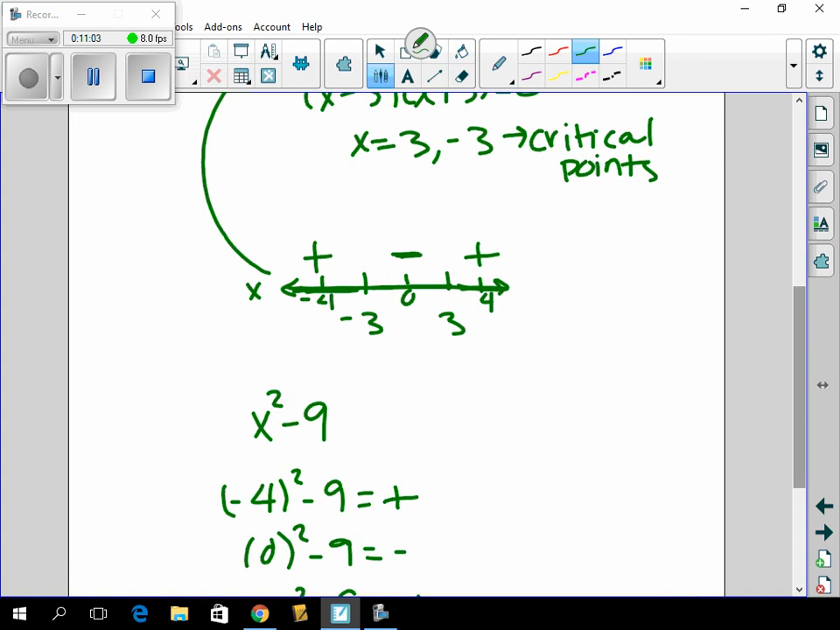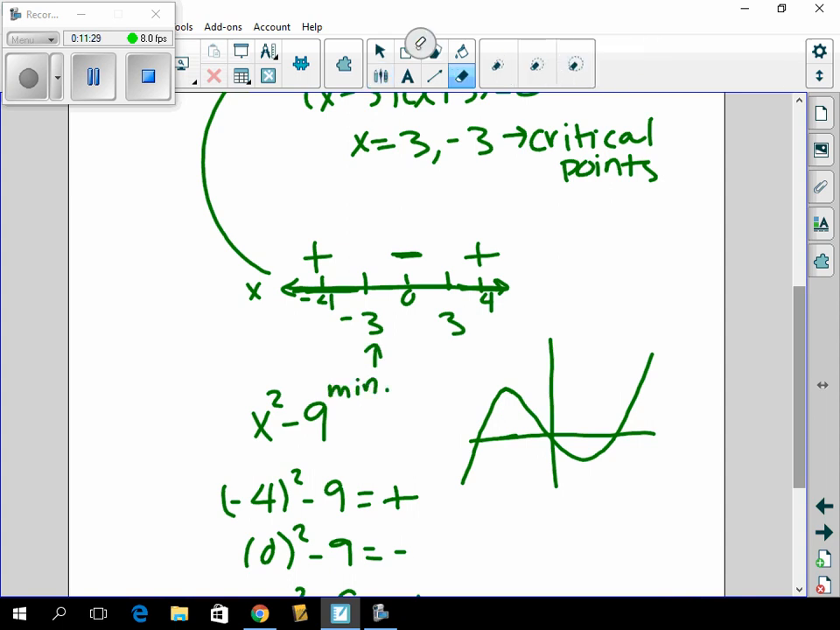So I can already see where I have local mins and local maxes. If I draw a rough sketch of my graph, from -infinity to -3, I'm going up. And then from -3 to 3, I'm going back down. And then from 3 on, I'm going again up. So I have a maximum at -3 and a minimum at 3. And so I already have my maximum and minimums identified, and then just looking at this chart, I can tell my intervals of increasing and decreasing.